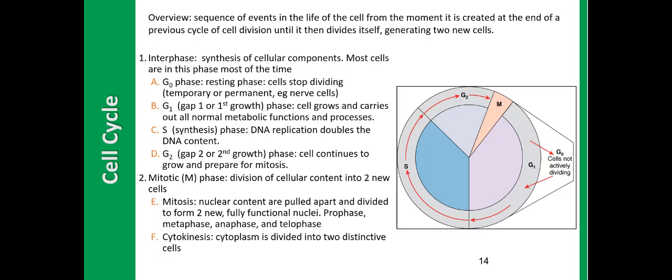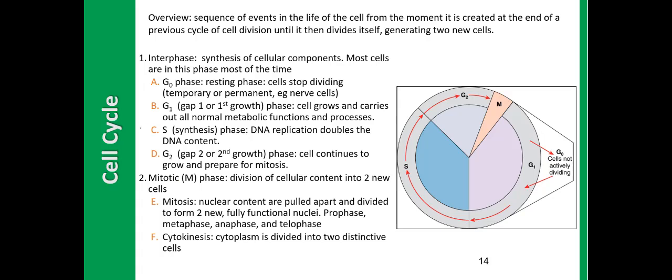The next thing that I'm going to talk about is the cell cycle. As it indicates, it goes round and around. So it's a sequence of events in the life of a cell from the moment it is created at the end of a previous cycle of cell division until it divides itself to generate 2 new cells.